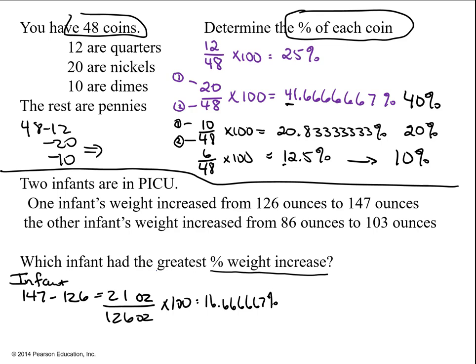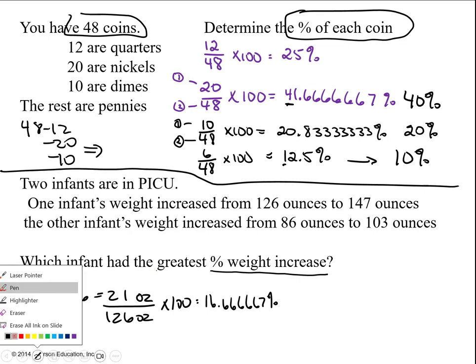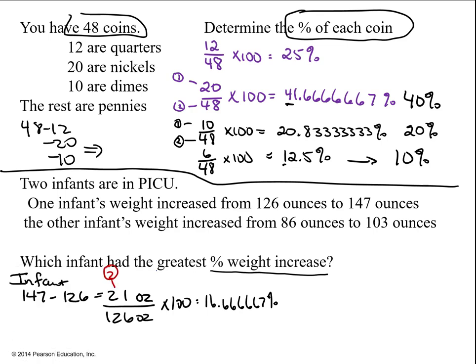Significant figures, what would I call that? 21 and 126. So I'd want 2 significant figures in my answer, right? Because there are 2 significant figures in 21, 3 significant figures in 126. So I'm going to keep the 1 and the 6. Next is a 6. So what does that do? It's going to round up to 17, so 17%. Okay, so that's infant number 1. Let's do infant number 2.